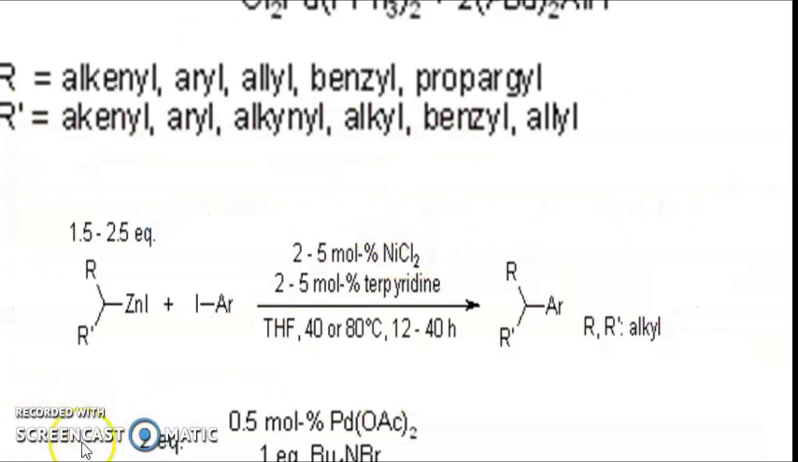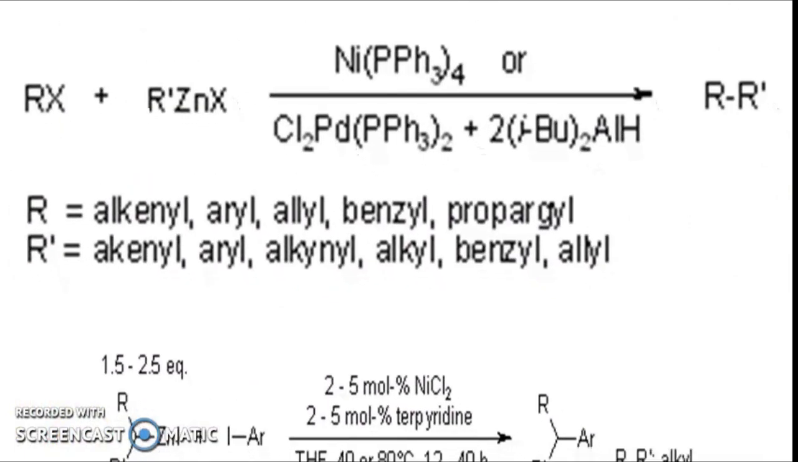Now coming to the examples of Negishi coupling, you have here one example wherein the alkyl halide and organozinc compound, in the presence of a nickel catalyst, give a hydrocarbon or another organic compound. So here either nickel or palladium is used as a catalyst. And the alkyl part of the halide can be alkenyl, aryl, allyl, benzyl or propargyl. Similarly, the organic moiety of the organozinc compound can be alkenyl, aryl, alkynyl, alkyl, benzyl or allyl.